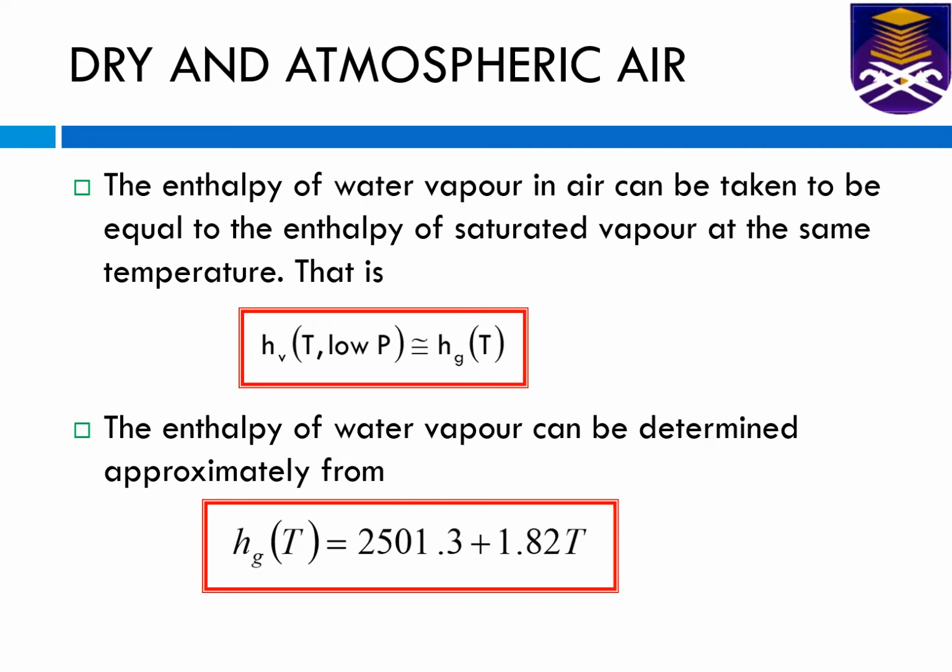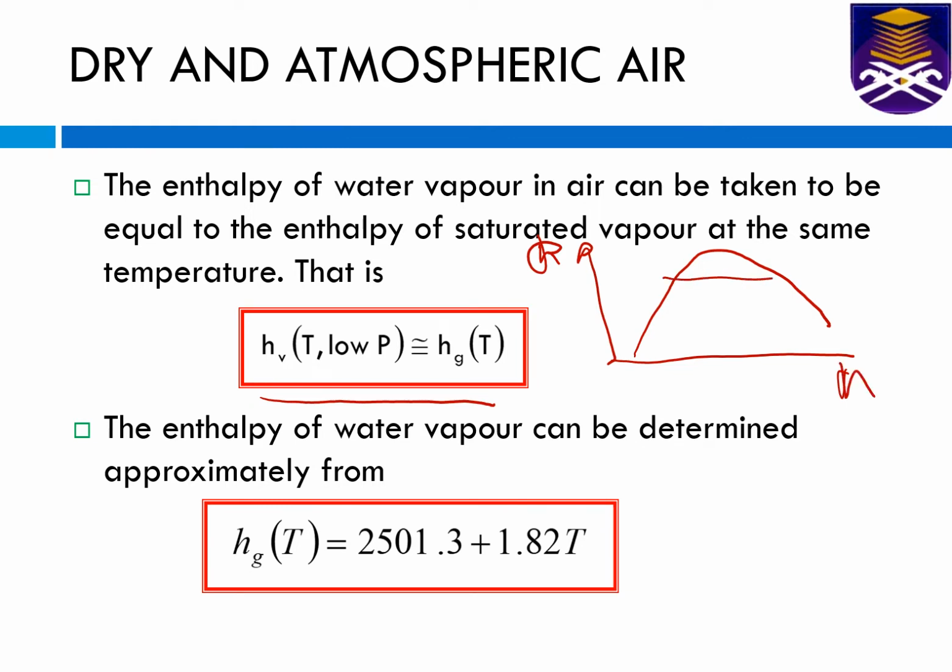So the enthalpy of the water vapor in the atmospheric air can be taken to be equal to the enthalpy of the saturated vapor at the same temperature, which means the enthalpy is equal to the enthalpy at the g condition. If we take this pressure enthalpy diagram, the enthalpy will be at this temperature point. So the enthalpy of the water vapor can be determined approximately.